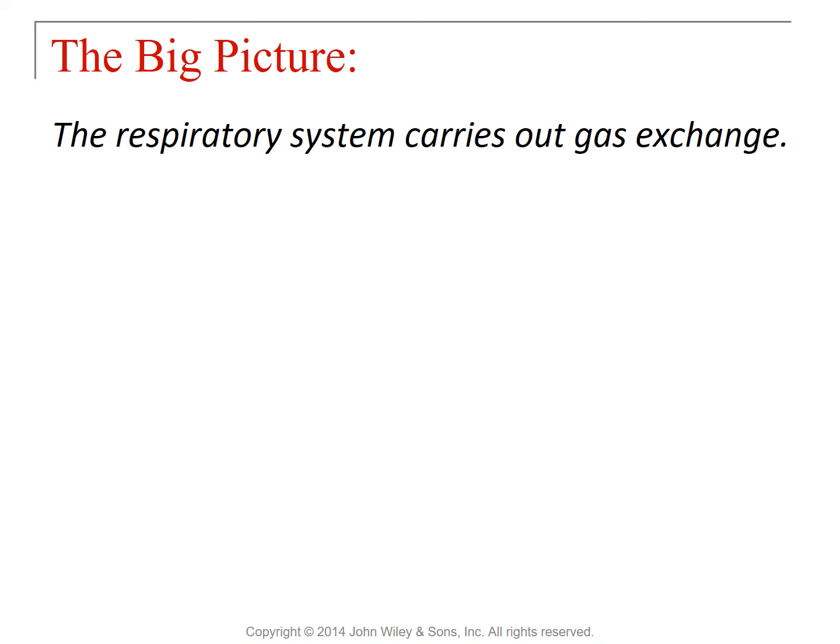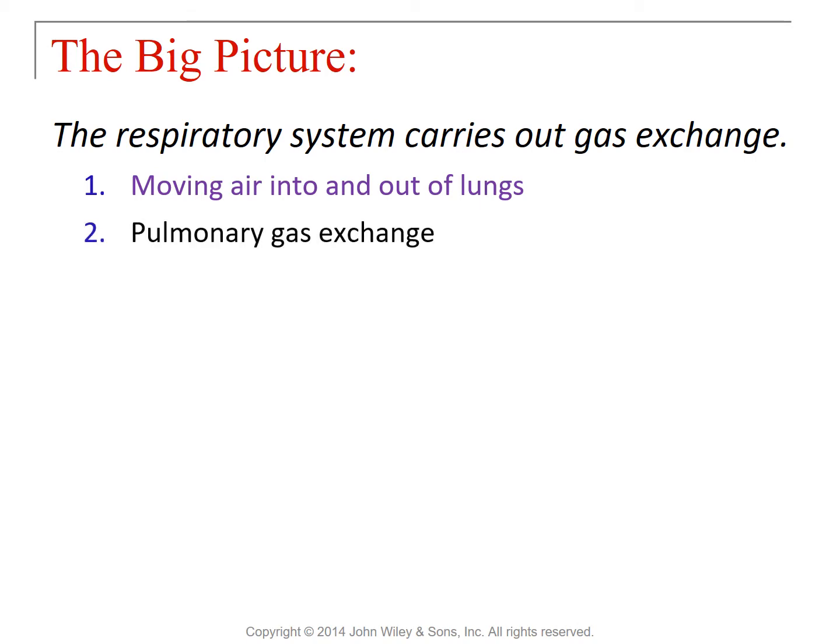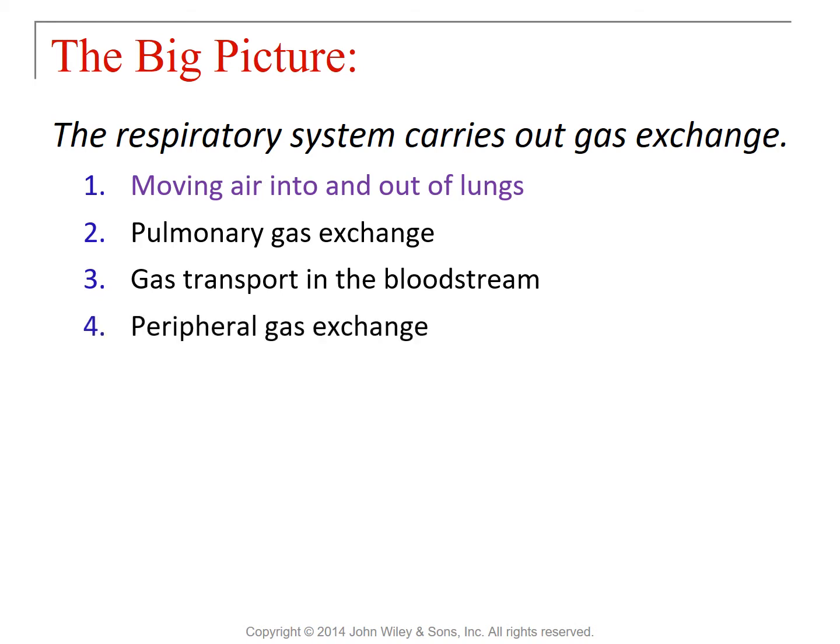So this is the first video on the respiratory system, and the main function of the respiratory system is to carry out gas exchange. Now there are four main components of this that we're going to examine. One is moving air into and out of the lungs, and that's what this PowerPoint and video are going to be concerned with. Pulmonary gas exchange, gas transport in the bloodstream, and peripheral gas exchange, and those three things will be covered in the second video.